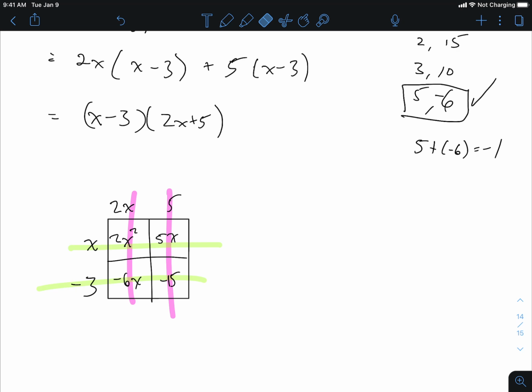That's it. So this has to be plus. Here's your answer: 2x plus 5, x minus 3. Done. I think that's brilliant.